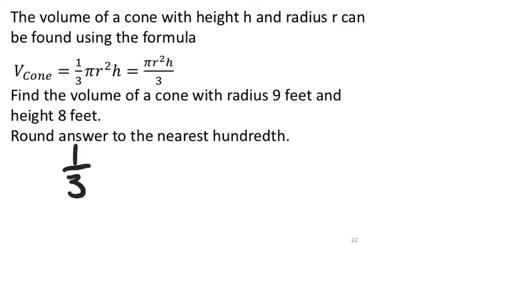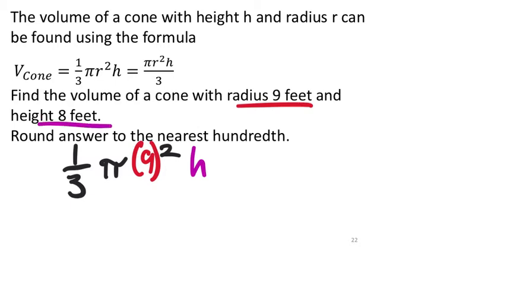1/3 times pi times the radius to the power of 2, use a red for radius, and then h times the height there, okay? And they tell us here that the radius is 9 feet, so replace the r with 9. There we go, 9 right there. And then the height it says is 8 feet, so replace the h with 8. I'm putting those in parentheses. Yeah, like was asked, you could have just put multiplication between them. That should have been fine.